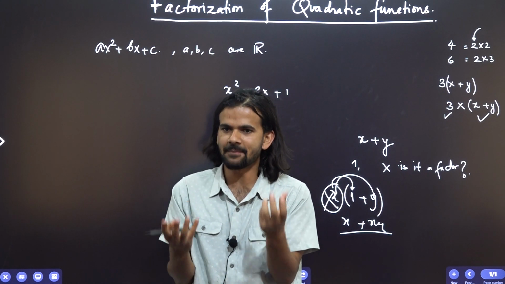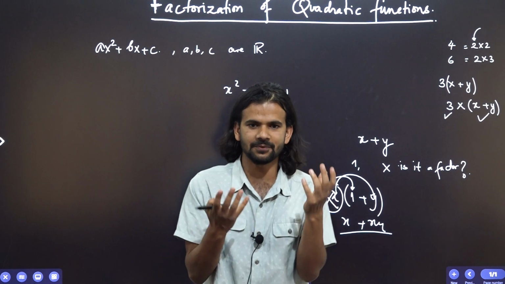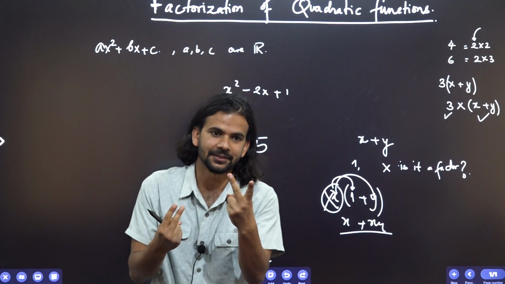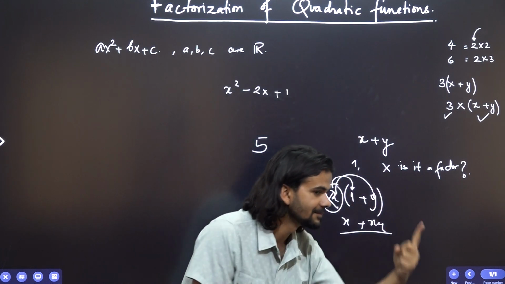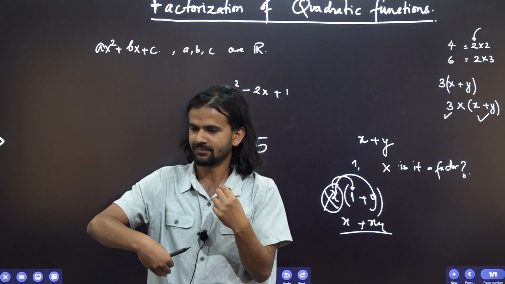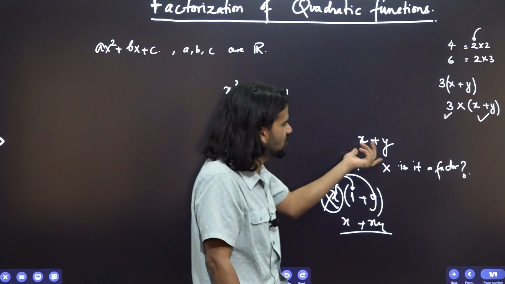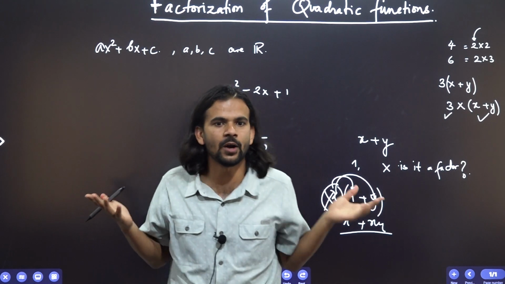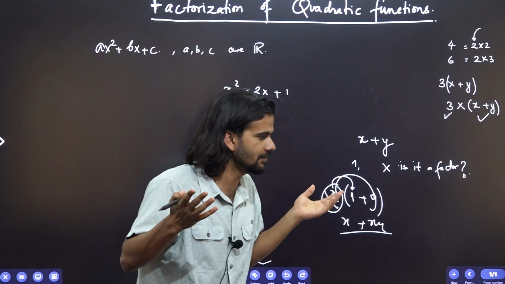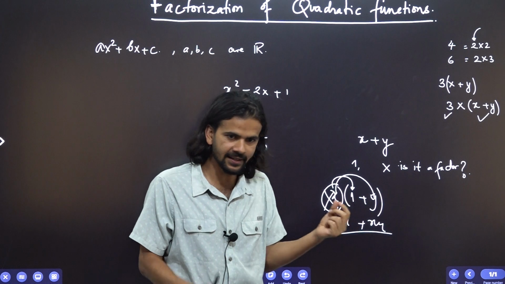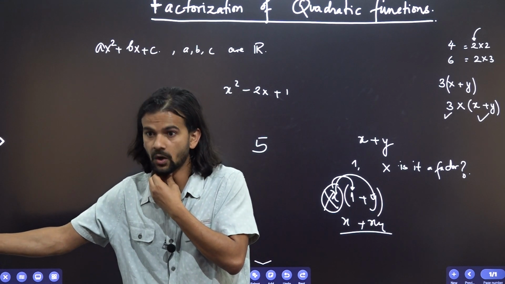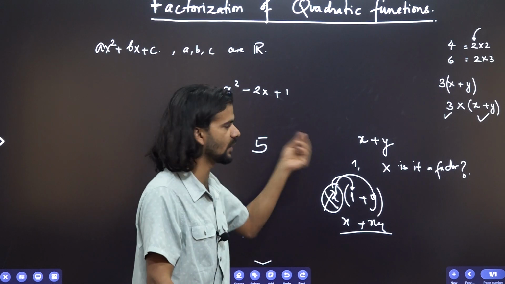Why is 5 a prime number? What is the property of a prime number? It has only two factors, 1 and itself. Similarly, here also x plus y is in some way a prime expression, because 1 is a factor and itself is a factor. You cannot have another expression.